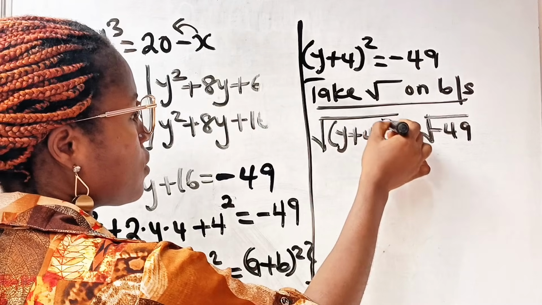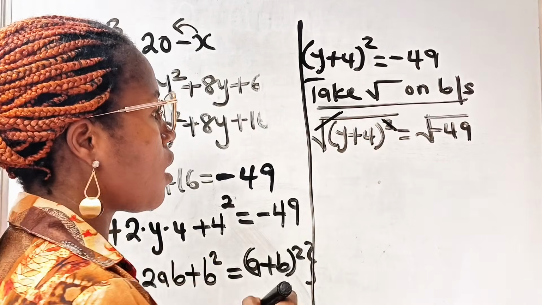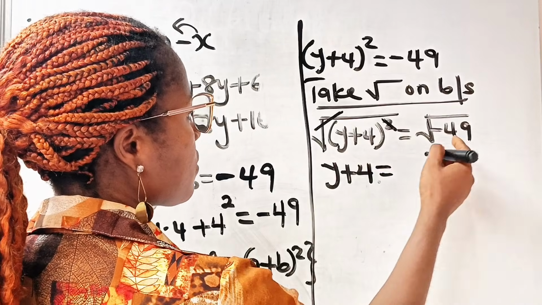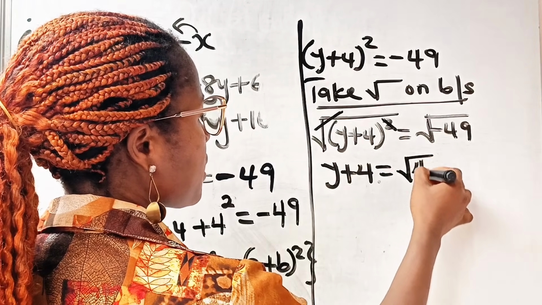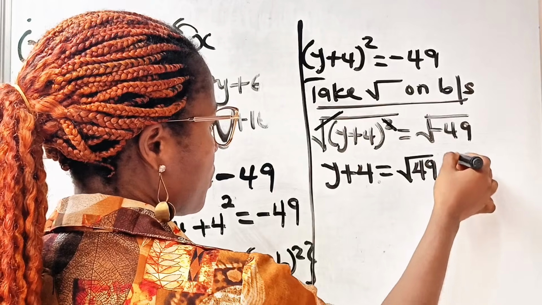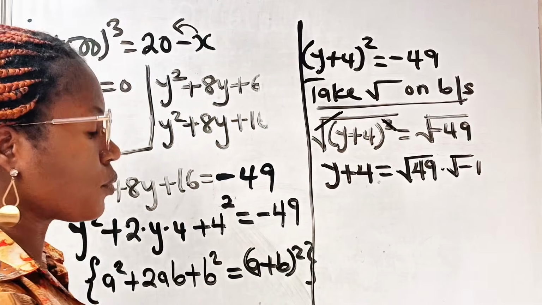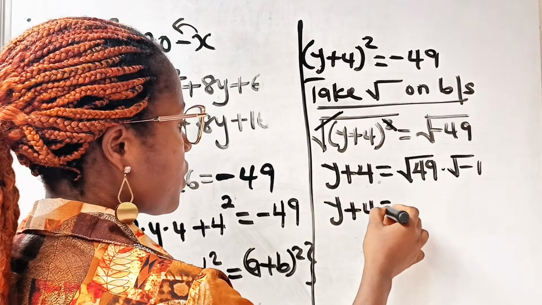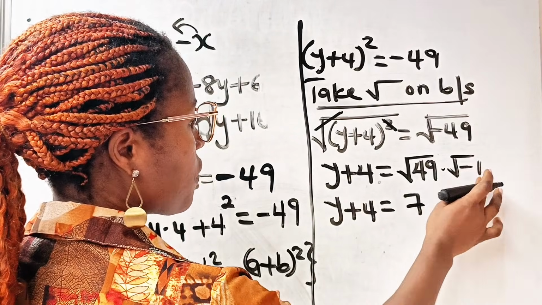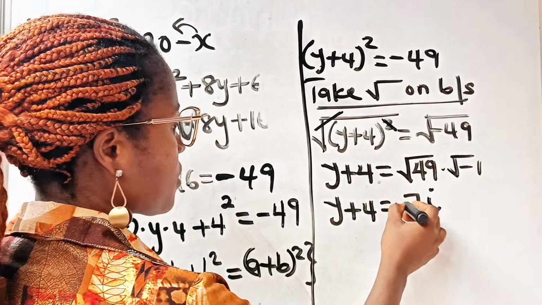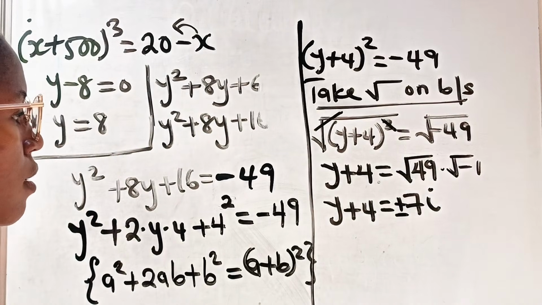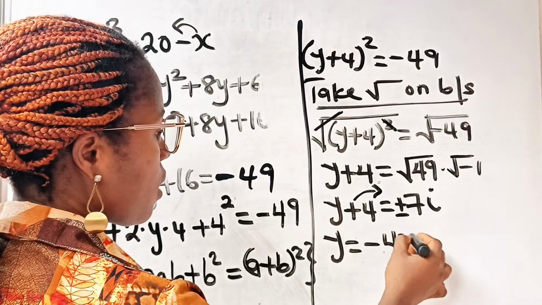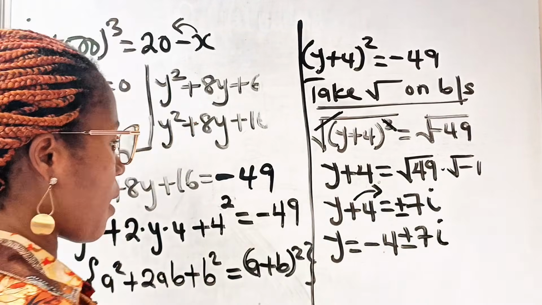So y plus 4 is equal to the same thing as the square root of 49 multiplied by the square root of negative 1. So we have y plus 4 is equal to 7. The square root of negative 1 is i, plus or minus. Taking this to the other side, we have y is equal to negative 4 plus or minus 7i.